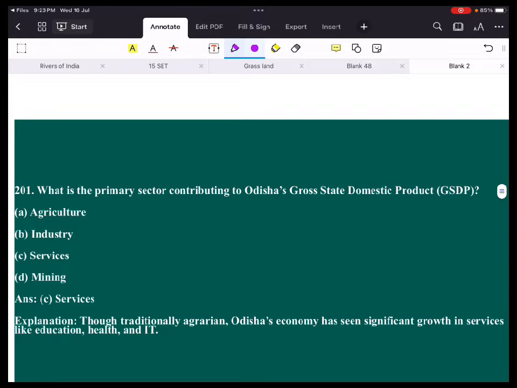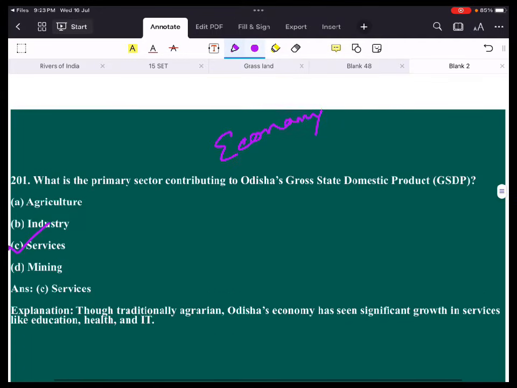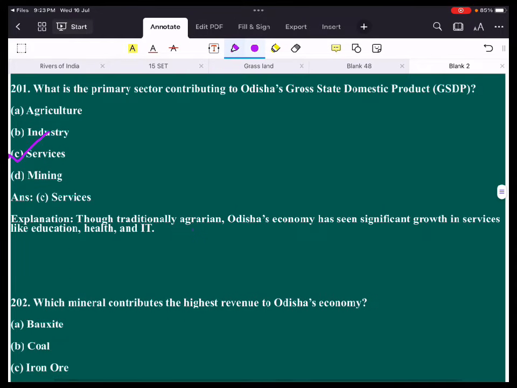Now we completed the geography section. Now economy section. Economy. What is the primary sector contributing to Odisha's gross state domestic product? That is option C, service sector. Though traditionally agrarian, Odisha's economy has seen significant growth in service sector like education, health and IT.